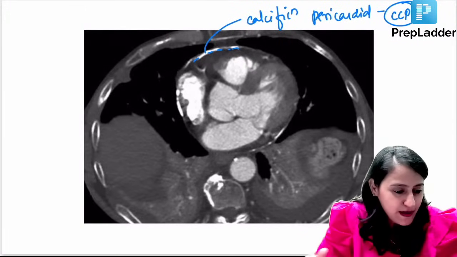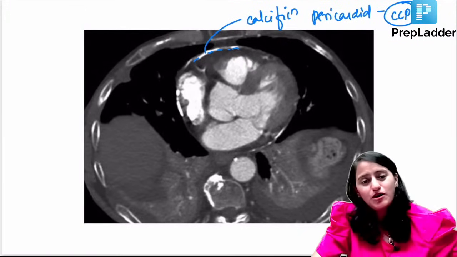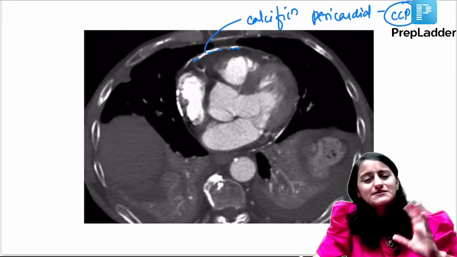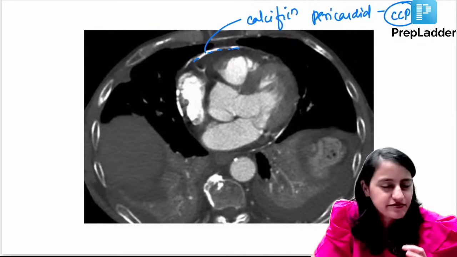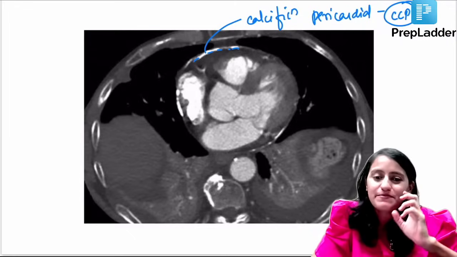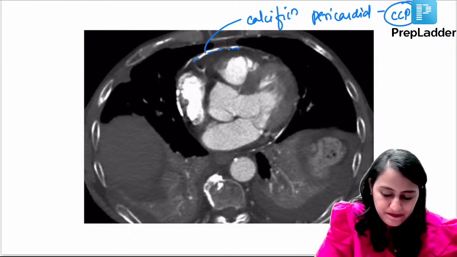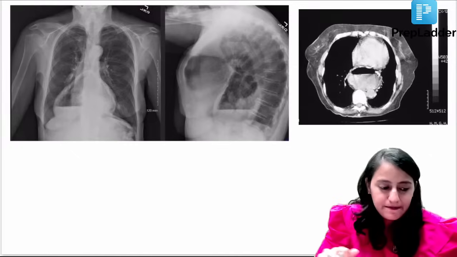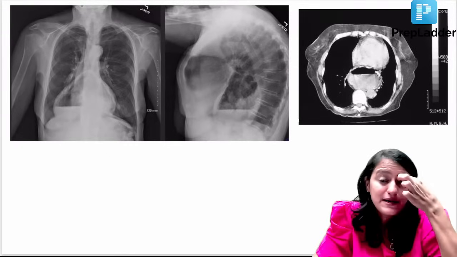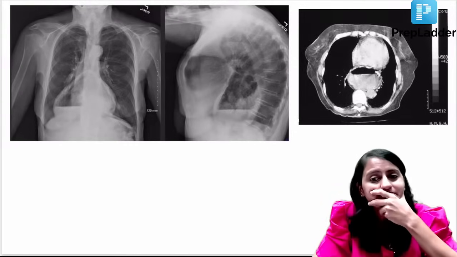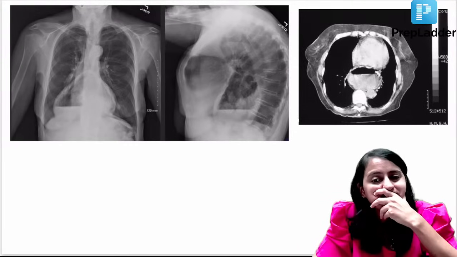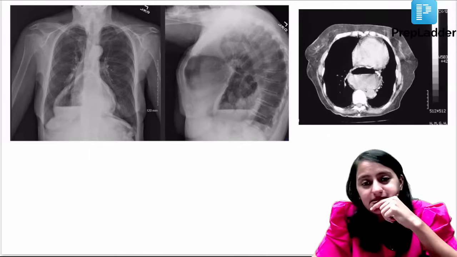Is this clear with everyone? No, this is like a spotter image. Of course, they'll give you the history, like there is pericardial knock, Kussmaul's positive, right? So all this history will be given, but calcification is like a spotter that you should definitely know. Okay? Yeah. Going to the next one. Tell me, what is the diagnosis here? What do you think is the diagnosis here?